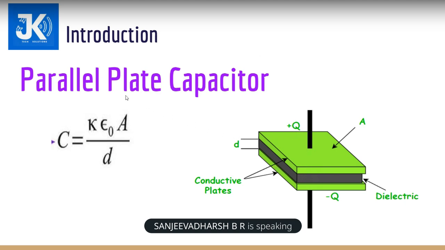For designing a parallel plate capacitor, the formula is C equals K times epsilon naught times A divided by D, where K is the relative permittivity, epsilon naught is the permittivity of free space, A is the area of the plates, and D is the distance between the two plates, that is the positive plate and the negative plate. So this is the formula that we are going to use for designing a parallel plate capacitor.